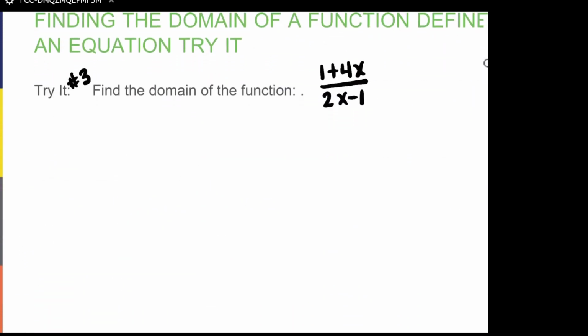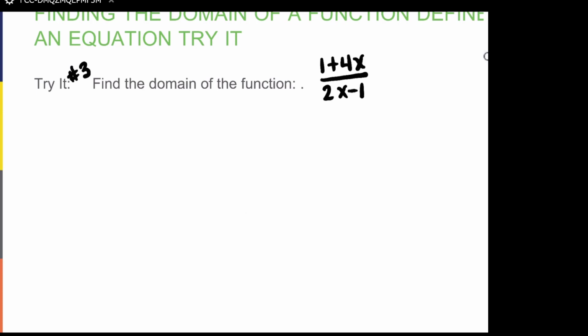All right, your turn. You guys try it. Number 3, find the domain of the function 1 plus 4x over 2x minus 1, remembering that this is a fraction function. So go ahead and hit pause, and when you come back, we'll go over the answer.